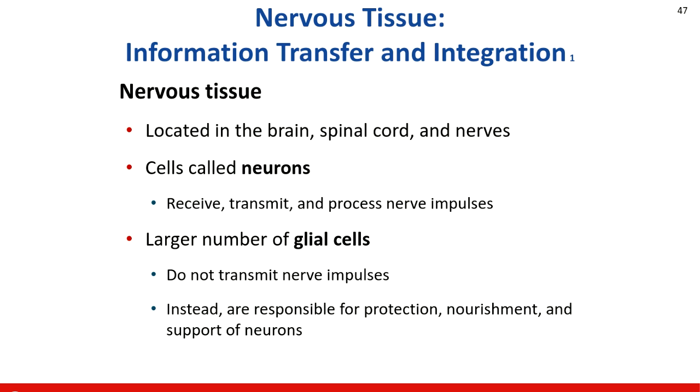And finally, the last type of tissue in our body is nervous tissue. There are 3 places that you'll find this type of tissue: in the brain, spinal cord, and the nerves. The brain and spinal cord make up the central nervous system, CNS. And the nerves make up what we call the peripheral nervous system, or the PNS. We'll get into that more in later chapters: Chapter 13, 14, 15.